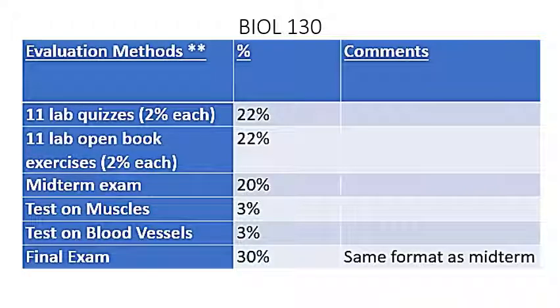So in total, we have 11 quizzes, 22%, 11 open book exercises, 22%, a midterm, 20%, a muscle test and a blood vessel test, 3% each, and a final exam for a total of 100%. The final exam will be the same format as the midterm exam. It will have a short answer component and a multiple choice component, but you can read more about that on the webpage.